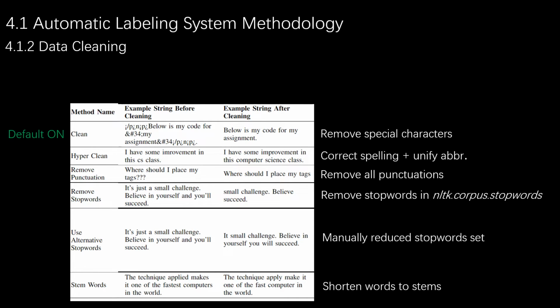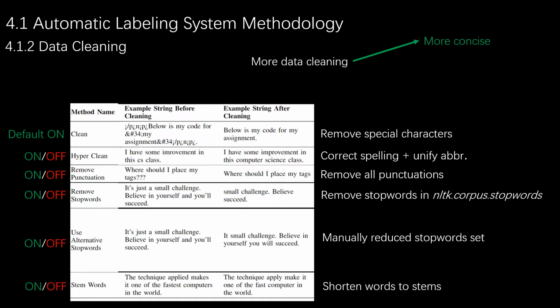Of all 6 methods, the clean method is a default method, which is always used when cleaning the posts, and all other methods can be switched on or off. It is common sense that the more cleaning methods we use, the more concise the content will be, but that also leads to greater information loss. According to our experiments, the best result appeared when we did hyperclean: we removed punctuation and stop words using the reduced stop word set, but did not shorten the words to their stem forms.